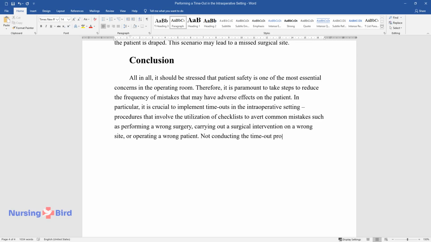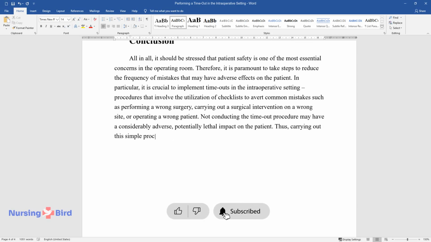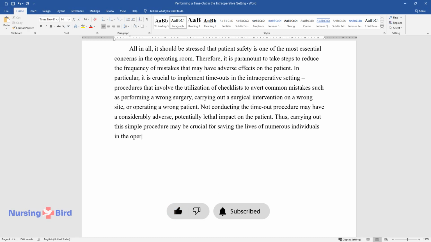Not conducting the timeout procedure may have a considerably adverse, potentially lethal impact on the patient. Thus, carrying out this simple procedure may be crucial for saving the lives of numerous individuals in the operating room.